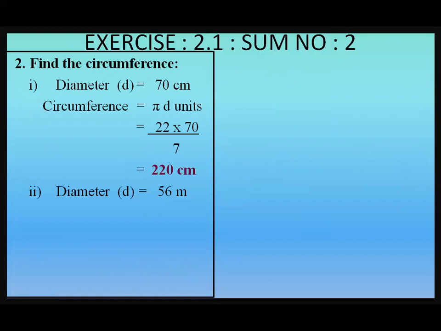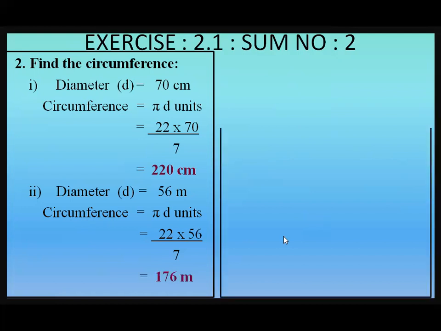Next, diameter again is given. When diameter is given, circumference is pi d units. So 22 by 7 into 56. 7 will divide 56 8 times. So 8 into 22 is 176 meters.